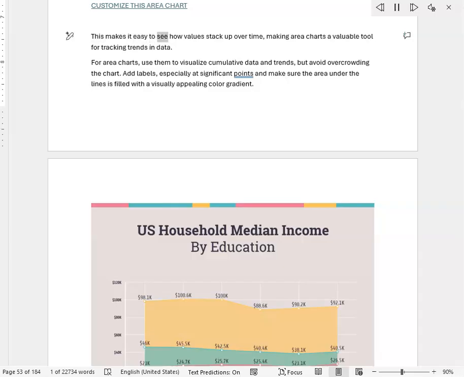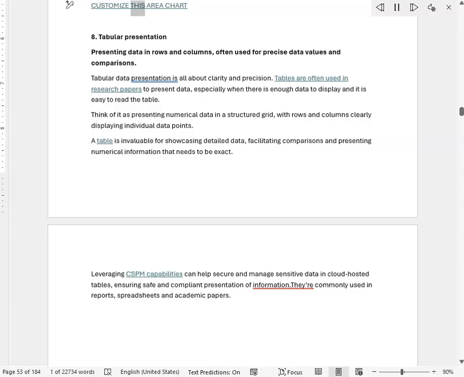This makes it easy to see how values stack up over time, making area charts a valuable tool for tracking trends in data. For area charts, use them to visualize cumulative data and trends, but avoid overcrowding the chart. Add labels, especially at significant points, and make sure the area under the lines is filled with a visually appealing color gradient. Customize this area chart.